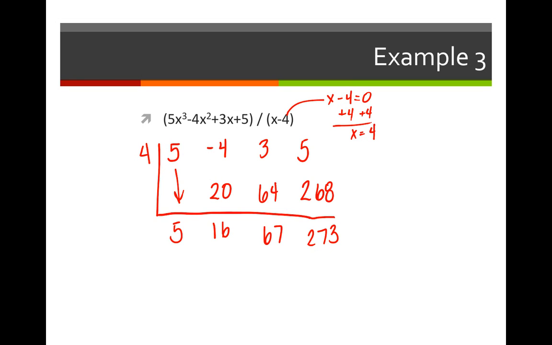So then I've got here my remainder, my constant term, my x term, my x squared. Or again, if I work down from what I started with, I had x to the third and I divided out an x, so x squared, x, constant, remainder. So this will be a 5x squared plus 16x plus 67 plus my remainder of 273 over the x minus 4 that I was dividing out.